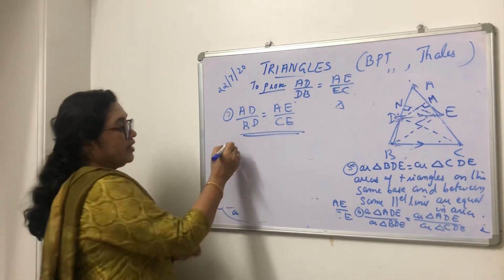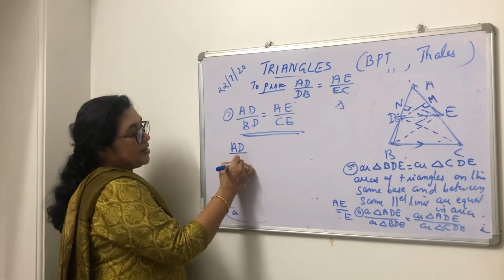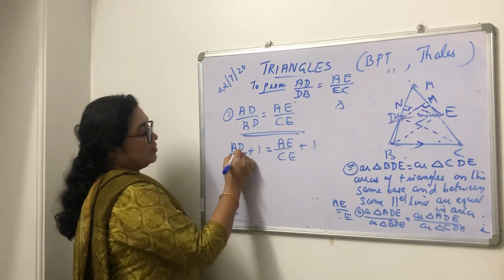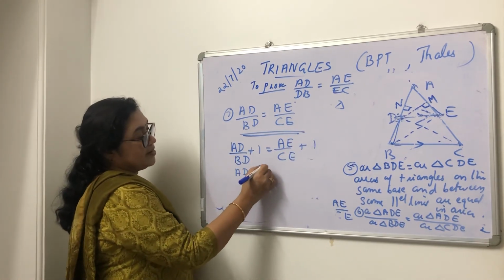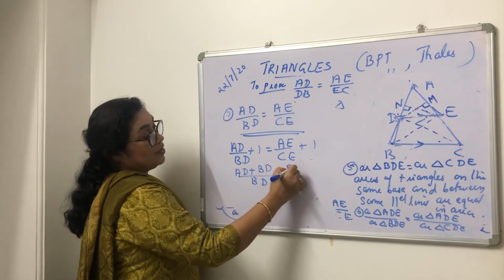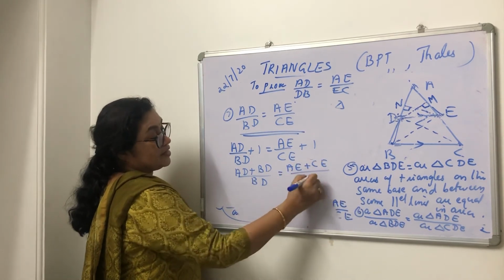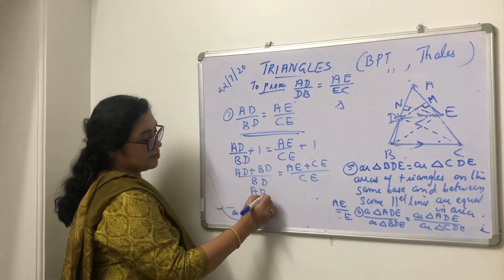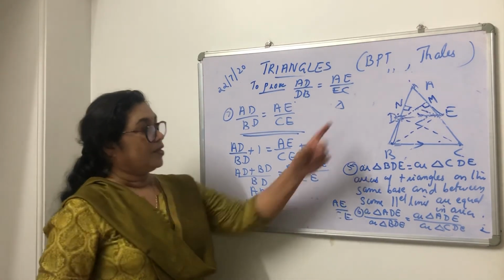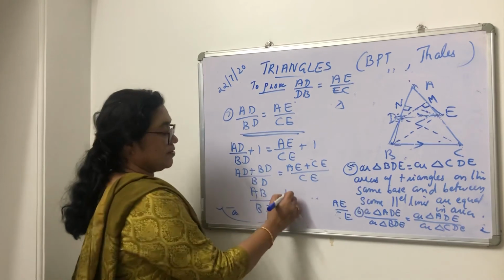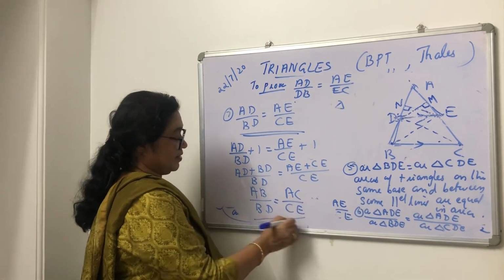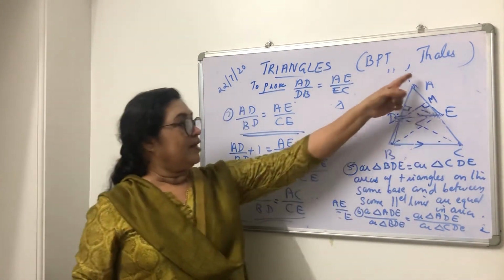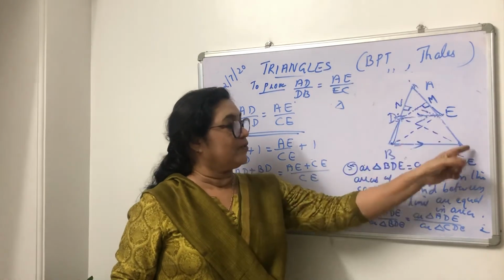Corollary of this, suppose you take AD by BD plus 1. You can add 1 on both the sides. So here it is AD plus BD by BD is equal to AE plus CE by CE. What is AD plus DB? It is AB by BD is equal to AE plus CE is AC by CE. That is, first AD by DB you got AE by EC. Now I got AB by BD is equal to AC by CE.